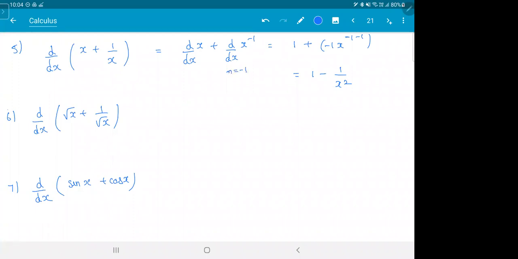So the formula is what? n into x power n minus 1. So minus 1 into x power minus 1 minus 1, x power minus 2. That comes in the denominator. Anyone didn't get anything? Please ask me. If you got it, great.